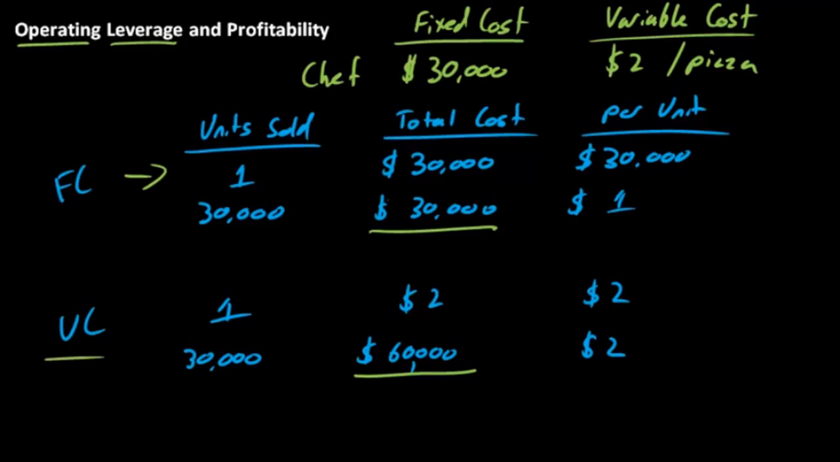Whereas if you are more risk averse, then you probably want to rely on a variable cost structure, because under a variable cost structure, your downside risk is significantly limited. And you can see that right here. If we only sell one pizza, our total cost is only $2. But you're going to limit your potential for big profits if you use a variable cost structure, because your cost will also increase with your sales.